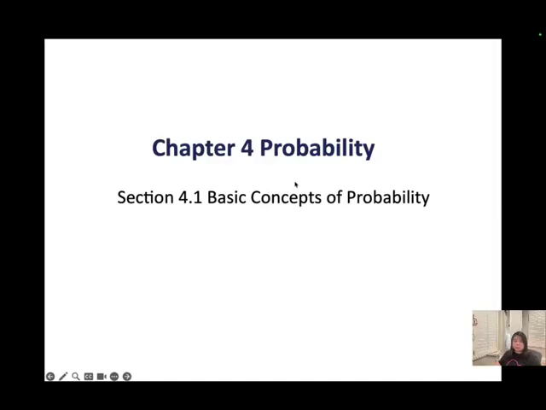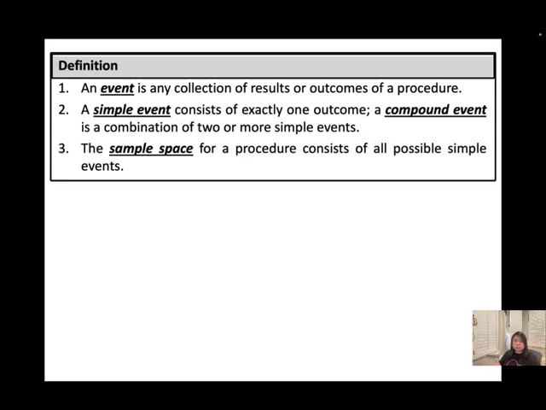Chapter 4, Probability. Session 4.1, Basic Concepts of Probability. Let's look at the definition. An event is any collection of results or outcomes of a procedure. And we have the simple event. A simple event consists of exactly one outcome.